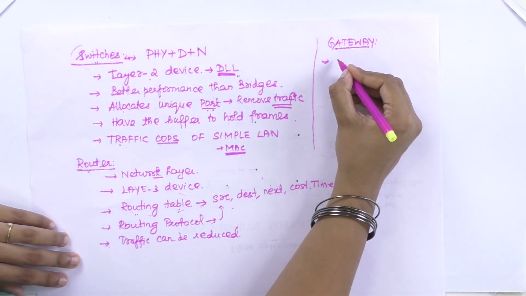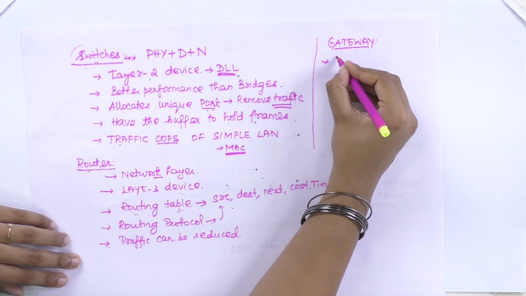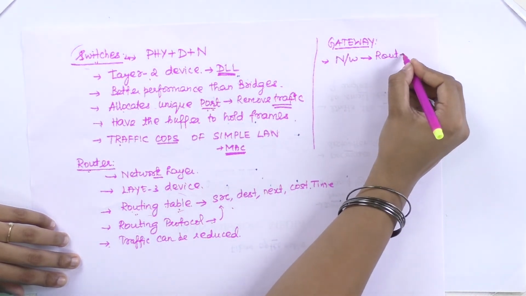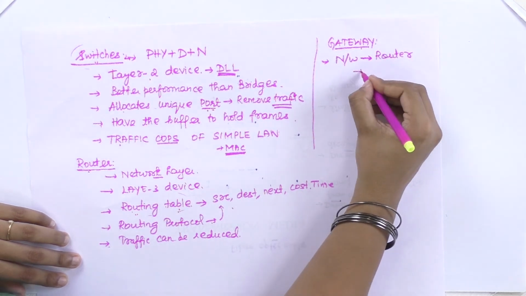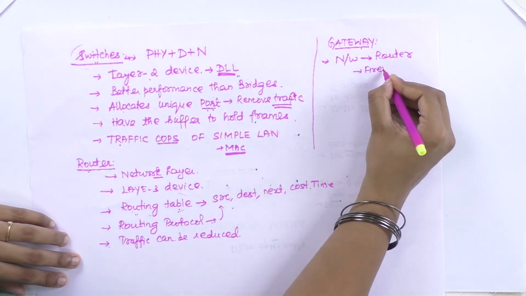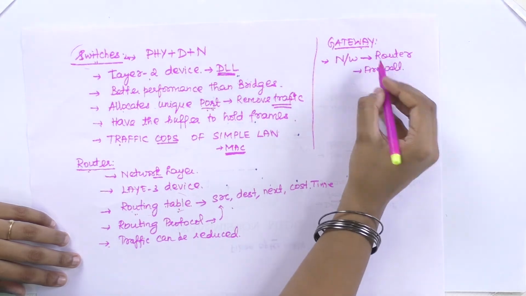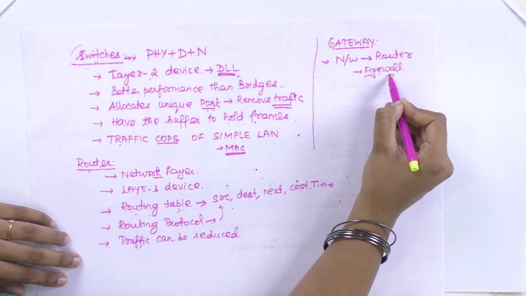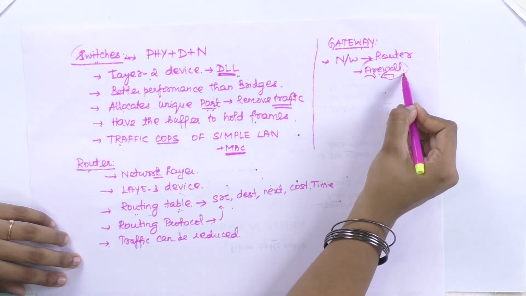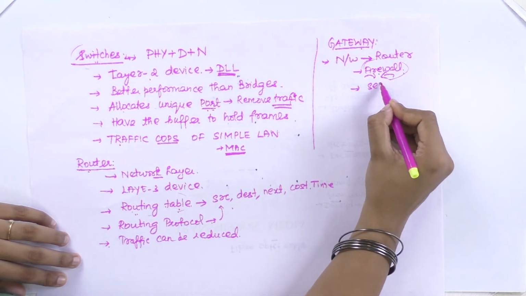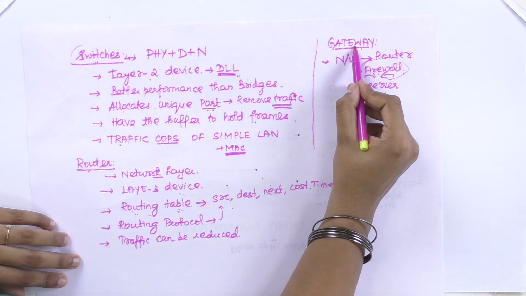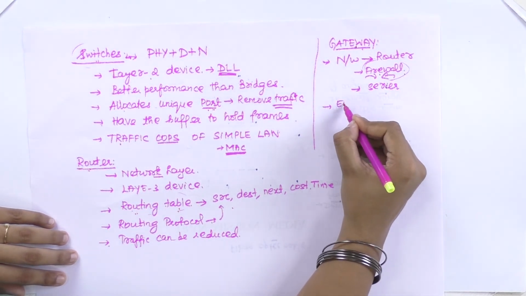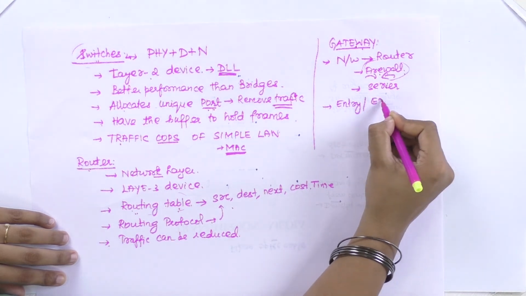In a network, the router can act as a gateway, or I can also tell my firewall to act as a gateway. Whatever data is coming in or going out must go through this. Or I can make my server itself a gateway. So this is the meaning of your gateway, which is your entry point and exit point.